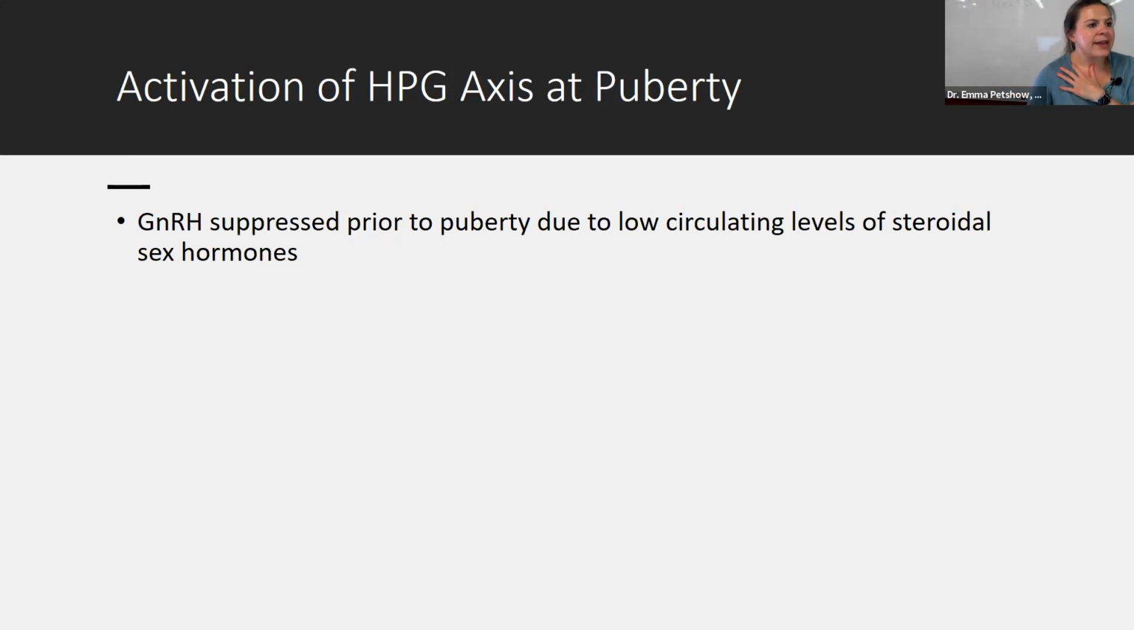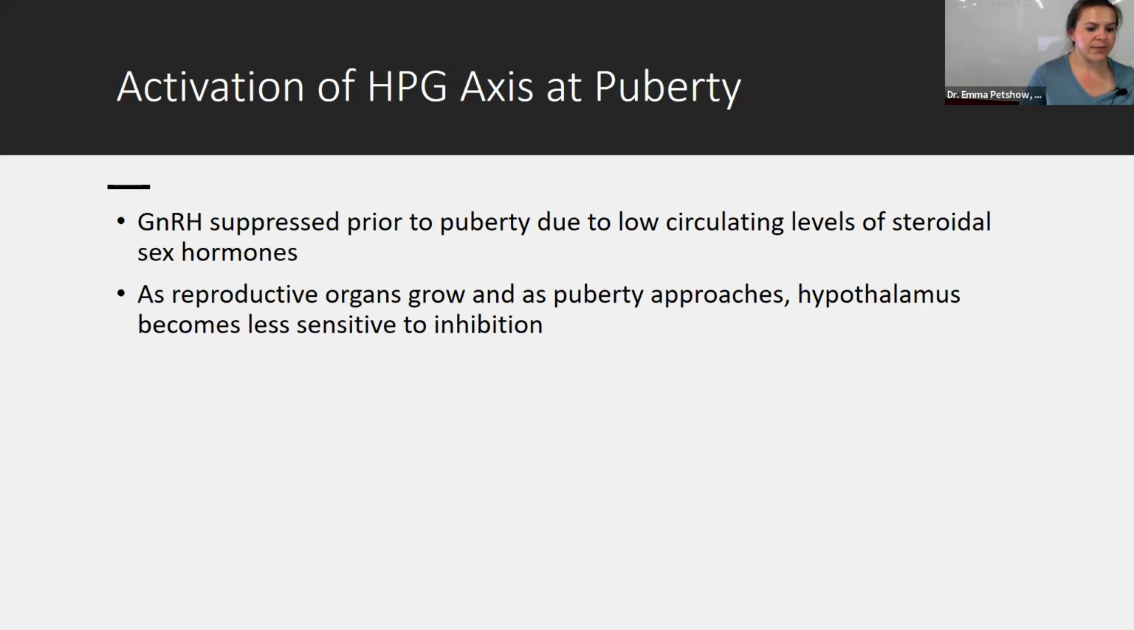Why does this not happen initially? Why does this happen at puberty, right? GnRH is suppressed before puberty due to low steroidal sex hormones like testosterone. There's low circulating levels initially. As the reproductive organs grow and as puberty approaches, the hypothalamus essentially becomes less sensitive to inhibition. It becomes more likely to bind and to respond to testosterone. So testosterone will slowly start to increase because these sex organs are getting bigger and more mature.